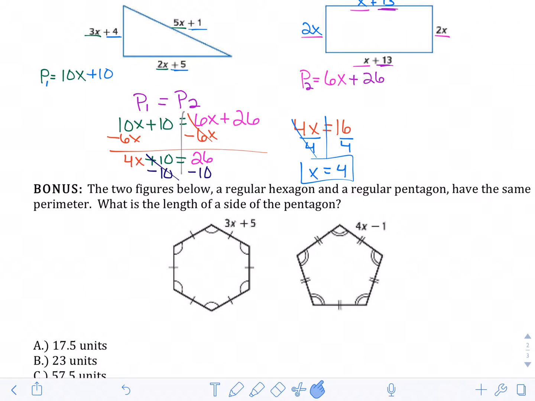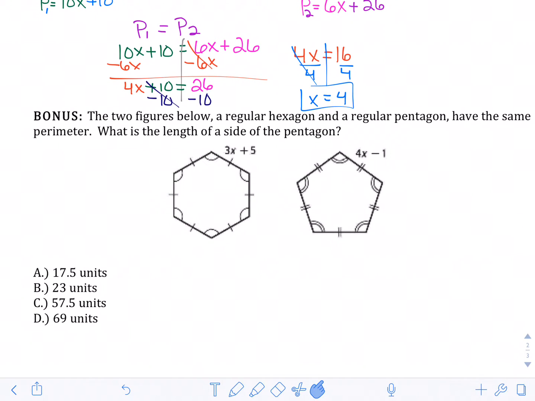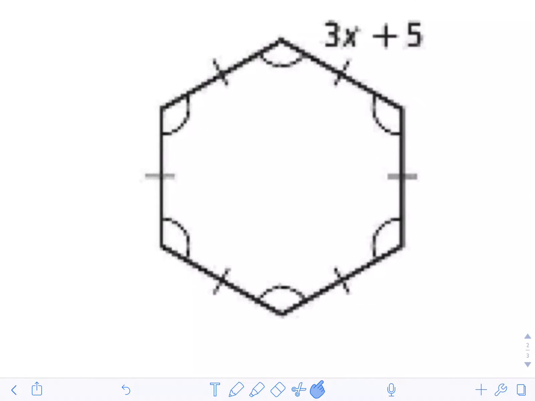Alright, and then the bonus. The two figures below, a regular hexagon and a regular pentagon, have the same perimeter. What is the side length of the pentagon? Okay, so first what we have to do is figure out the perimeter. So first I'm going to look over here and count my sides. I have 1, 2, 3, 4, 5, 6 sides.